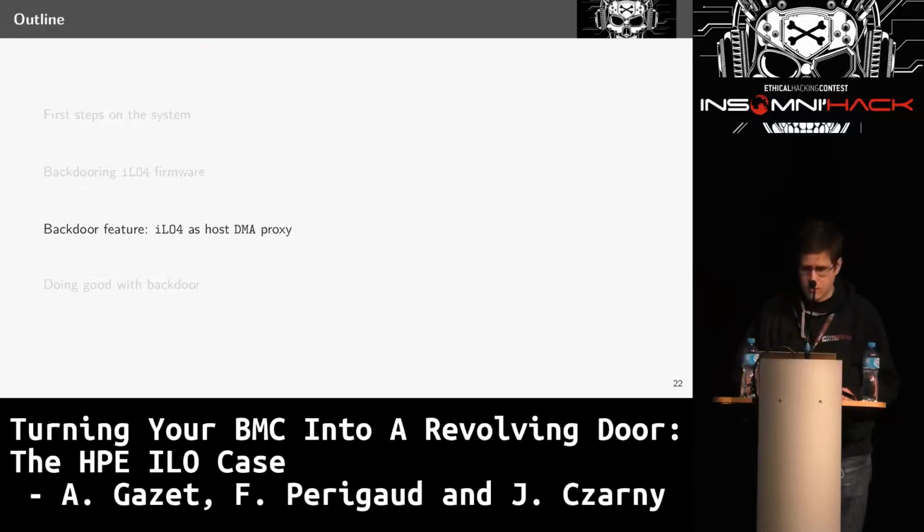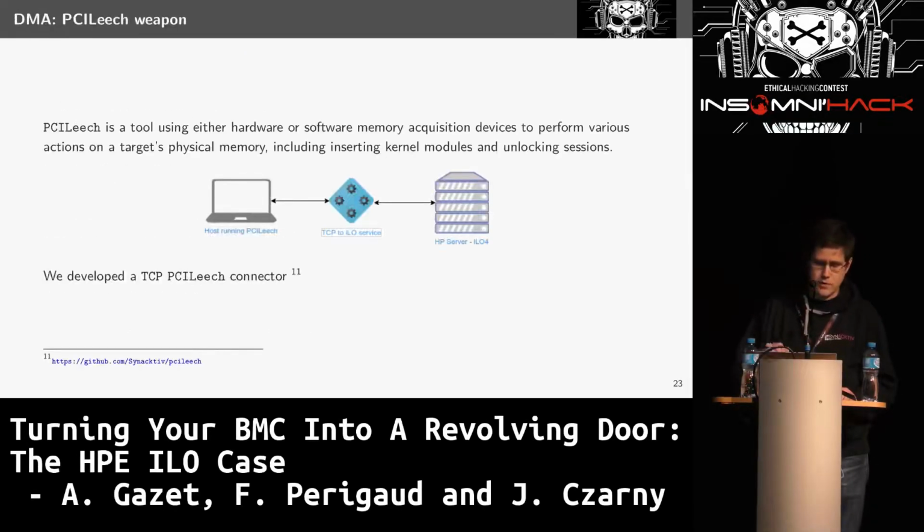Then we wondered what we could do with this backdoor. So we started to develop a service to connect our backdoor with the PCILeech tool. I don't know if you know it, but PCILeech is a tool you can use with a hardware memory acquisition system to perform some actions on the systems. For example, you can unlock a Windows session, or you can insert a kernel module directly in the operating system. So we developed a connector with PCILeech, so we can use PCILeech with a compromised HPE iLO to perform all the tasks it can perform.